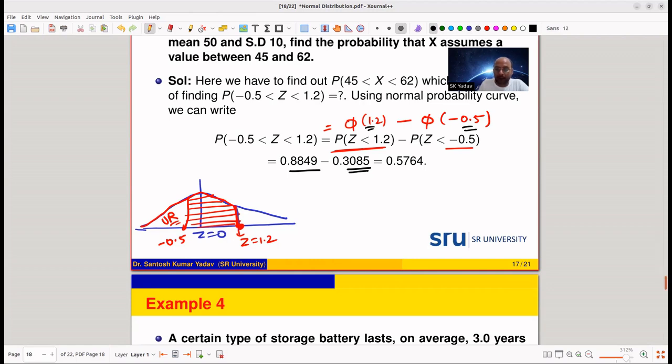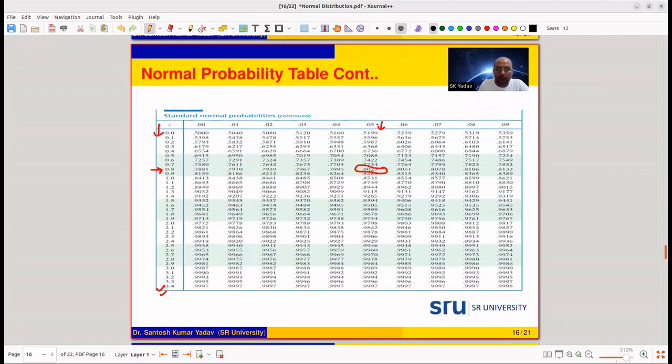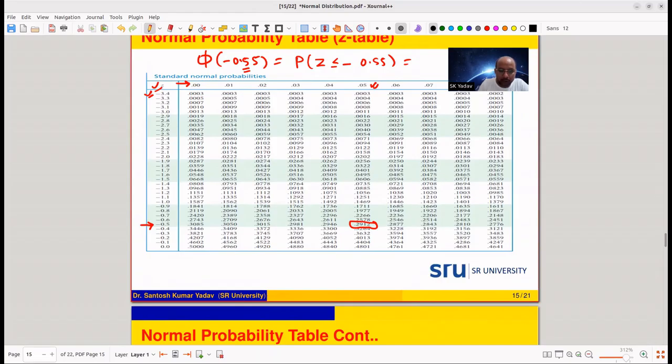And we can verify. At 1.2, if you check the value in the table, it is exactly matching because it is up to one decimal place. So 0.8849 is the value. And if I go to minus 0.5, I have to go to the negative side and find minus 0.5 here. Yeah, this value, and this is 0.3085.